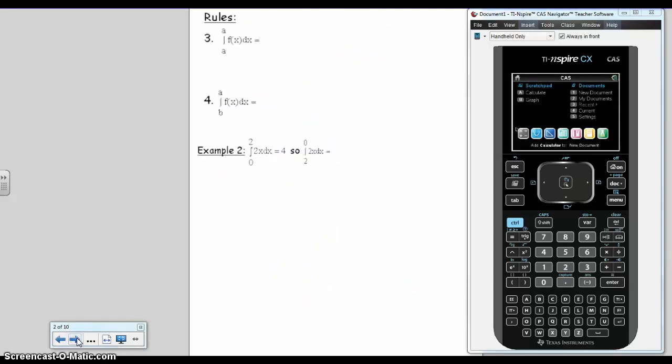Okay, the next rule deals with taking an integral from one value, a, to the same value, a. So basically, if you think about this on a curve, if you have some curve f of x, and you're just doing from a to a, you're not actually going to have any area under the curve. That's just a straight line. There is no area there, so that value has to be 0. So if you take any integral from a to a, no matter what number a is, that integral will always be 0 because there is no area.